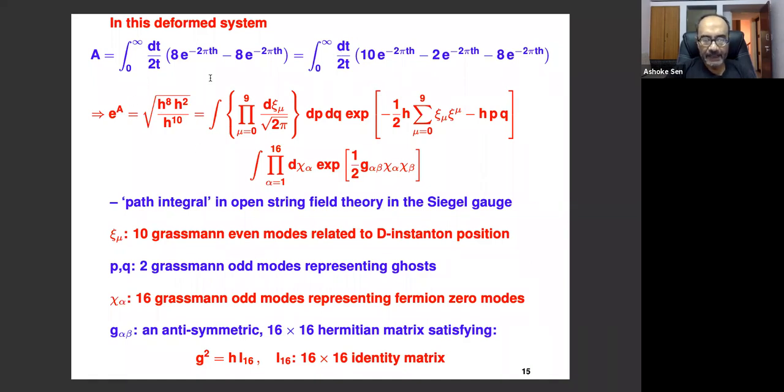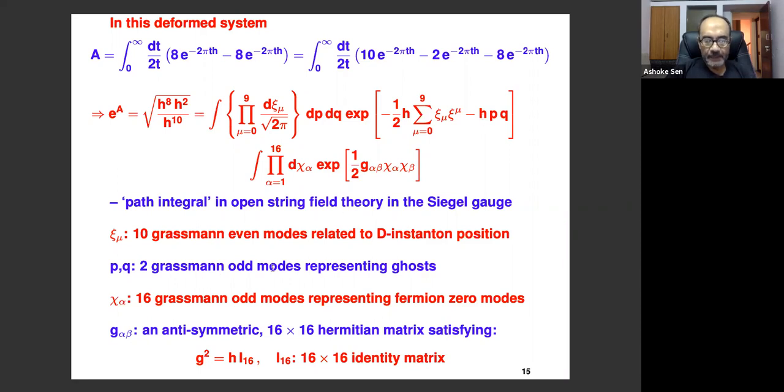And the idea is that at this level, we can now make connection with what you would get from open string field theory path integral on the D-instanton. And this is what you would get. Okay, this is what the open string field theory path integral would give. This is in fact the path integral in open string field theory in Siegel gauge. Okay, and I'll describe the gauge invariant form in a few minutes. So these fields actually now have physical interpretation. So the xi mu's are the Grassmann even modes, which are related to the D-instanton central position. Okay, and we'll describe the precise relation in a few minutes. p and q are still coming from the Neveu-Schwarz sector, okay, because that's this -2 over here.